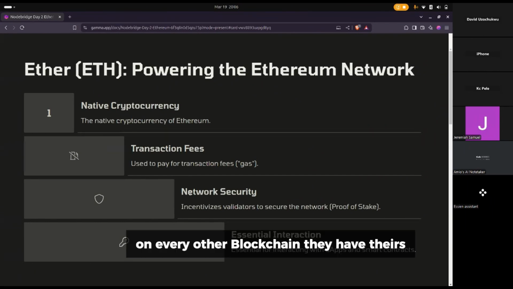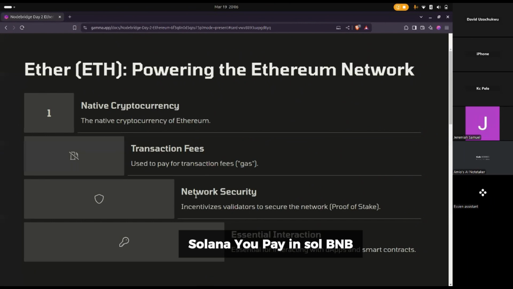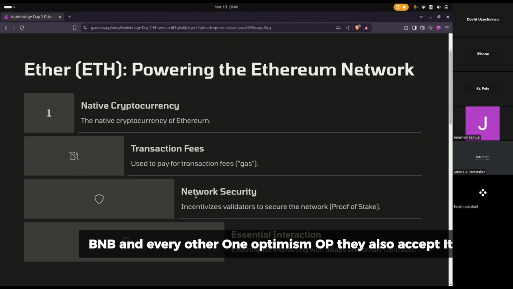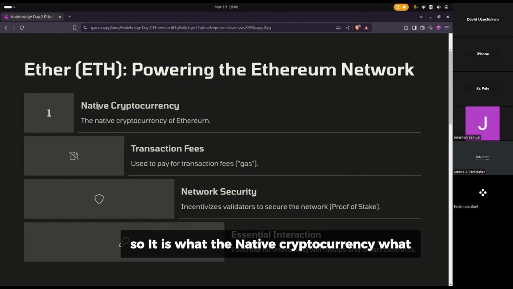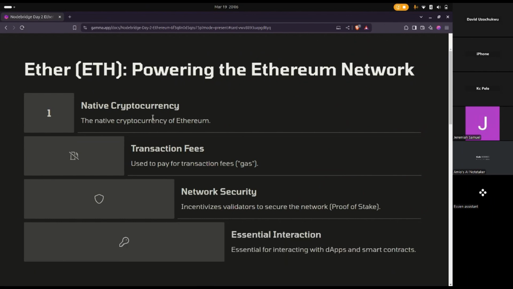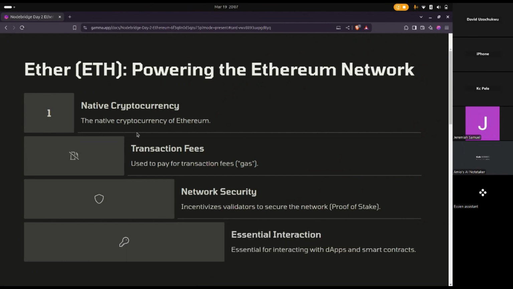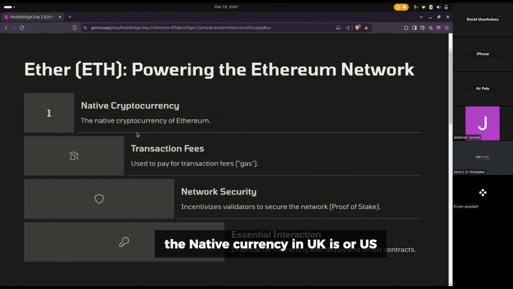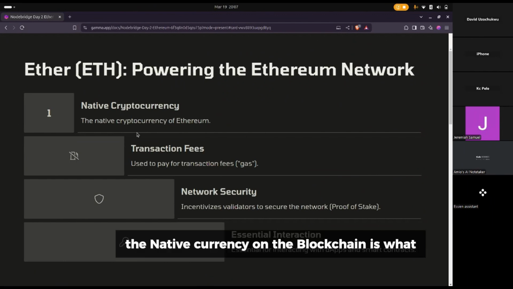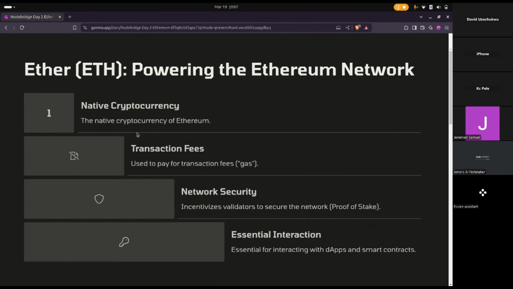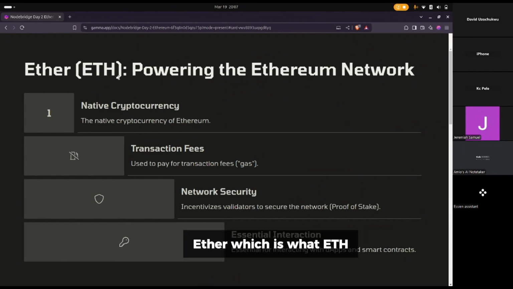On every other blockchain, they have theirs. Solana, you pay in Sol, BNB, and every other one. Optimism, OP, they also accept it. So it is the native cryptocurrency on Ethereum. Our native currency in Nigeria is Naira. The native currency in the UK is the pound. The native currency on the blockchain is Ether, which is ETH.